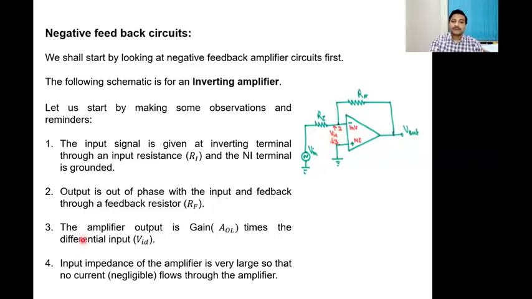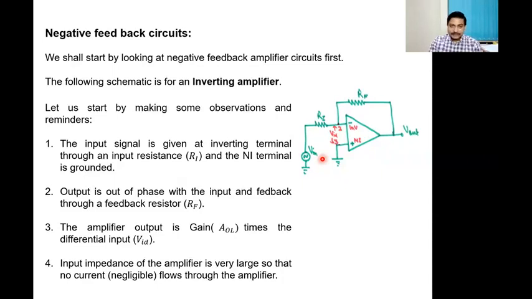And the last point, the input impedance of the amplifier is very large. It's an operational amplifier, same 741. So its characteristic input impedance is very large, of the order of a few mega ohms. And its implication is that no current or negligible current flows through the amplifier. So again, recall the equivalent impedance circuit, where we said that since negligible current flows through the amplifier because the input impedance is very high, the input and output stages can be considered disconnected.